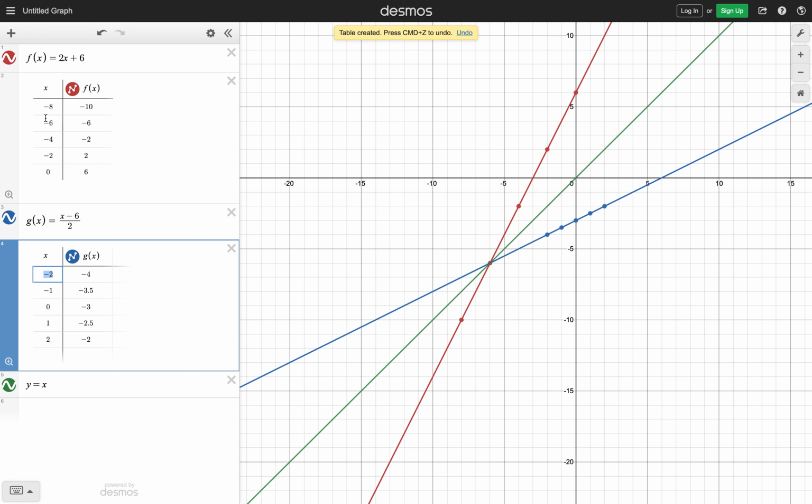Okay, now again, a one-to-one function and its inverse will have interchanging x and y values. So where we had -8, -10 before, we're going to have -10, -8, and then we have -6, -6, -2, -4, and let's see, and we'll have 2, -2, and also 6, 0.